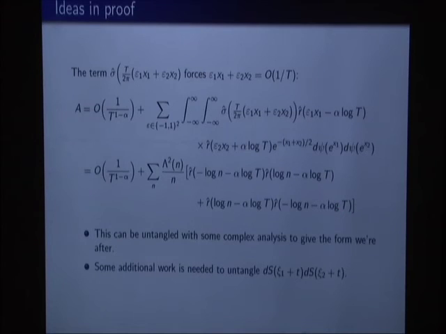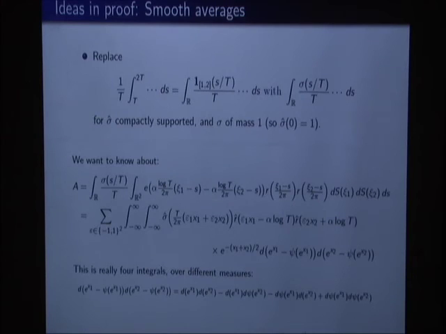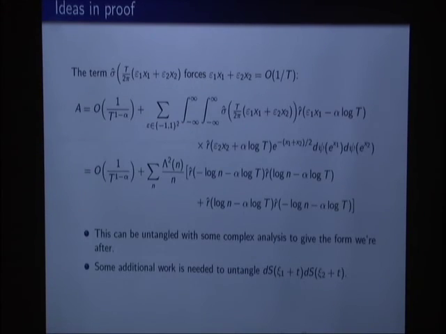And with a little bit of complex analysis, you can untangle this to be an integral against these test functions that we started out with. And then you need a little bit of additional work to untangle this ds of xi1 plus t times ds of xi2 plus t into the pair correlation measure we want, but it's not too bad. All right. So that is, like I said, a very quick overview of the proof.